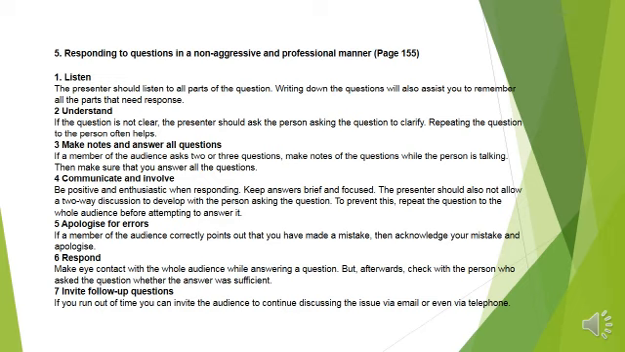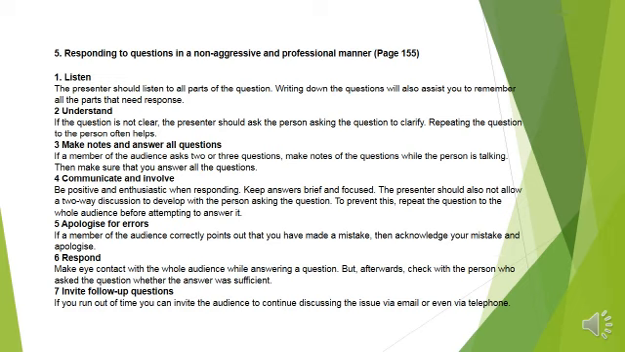Apologize for errors. If a member of the audience correctly points out that you have made a mistake, then acknowledge your mistake and apologize. You are not perfect. No one is perfect. So if they show that you have made a mistake here, just acknowledge that mistake and apologize. Then make a response.